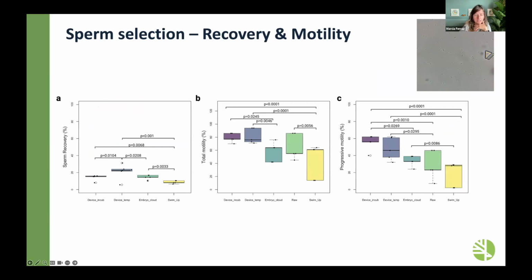What was interesting in the recovery is that when we have the device with this temperature gradient, we have a higher recovery of sperm compared to all the other groups. When we checked for motility, it was also higher. In this case, we have the raw here, which is the semen pre-selection. The motility was higher than the raw, but not significant, but was higher than the two swim up methods. And then progressive motility was also higher in this case, and even higher than the raw semen, which is what we want. We want to select the best sperm.